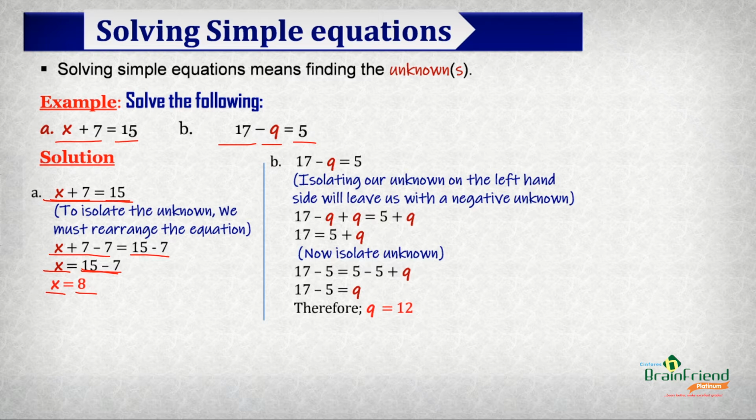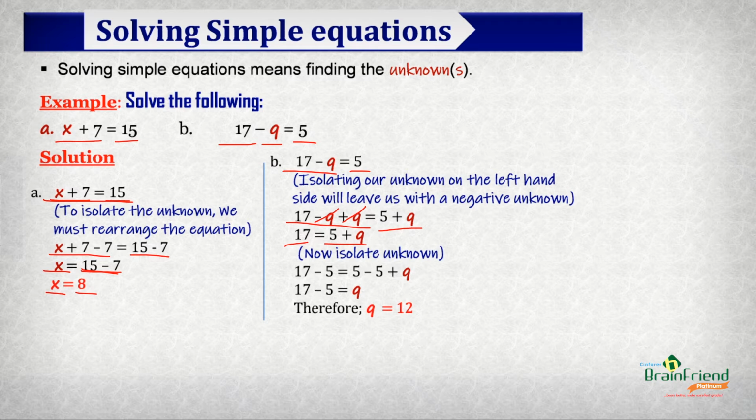To the next example, 17 minus q equal to 5. Again, we isolate our unknown. Our unknown is q. So to isolate q, we add q to both sides. When we add q to the left-hand side, we would have 17 minus q plus q. And when we add q to the right-hand side, we would have 5 plus q. Now, 17 minus q plus q, of course, this would cancel out. So we have 17 alone left on the left-hand side. And then we have 5 plus q on the right-hand side.